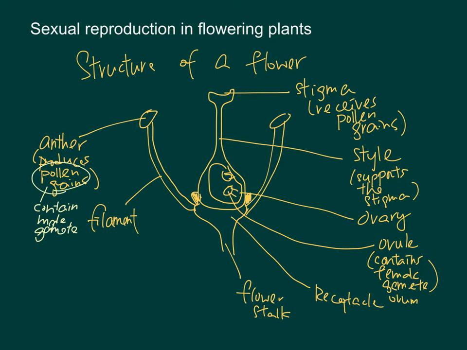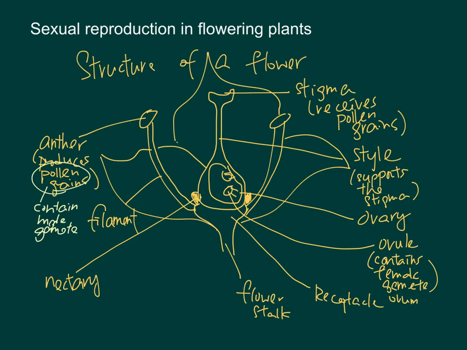Now, for the plants, it's important to attract insects. So this is the nectary, and it produces nectar, which gives a very pleasant smell for the flower and for bees to collect honey. Now, finally, this is the petal. The petals in insect-pollinated flowers are large and conspicuous, which helps to attract insects.